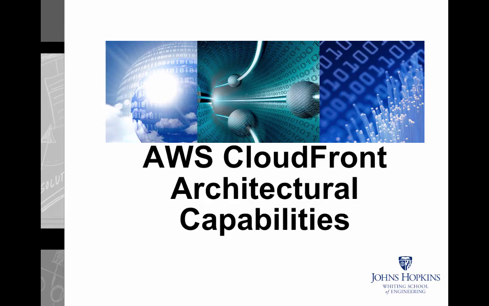AWS CloudFront architectural capabilities. In the previous section, you saw how we can log into the AWS console and create a CloudFront distribution connected to an origin server, and you saw the entire thing working end-to-end using a browser. While we were going through the creation of the web distribution, we saw several architectural capabilities such as logging and monitoring, but there are other capabilities that I want to show you as part of this particular section.